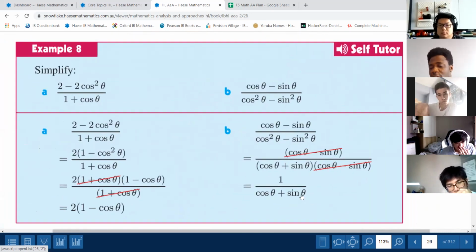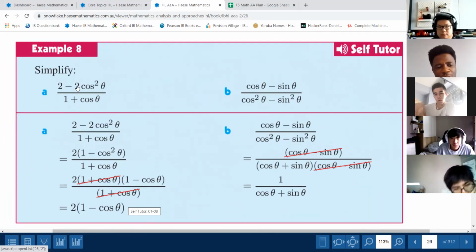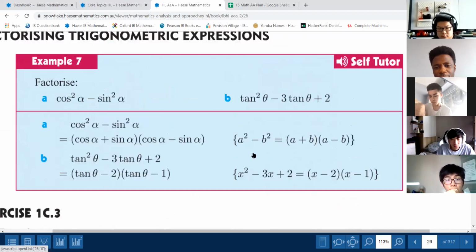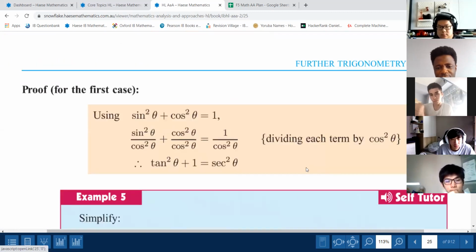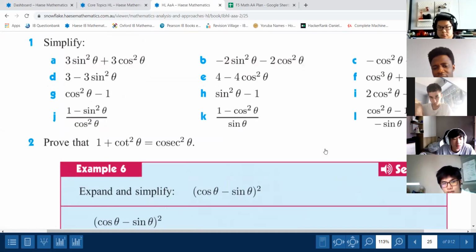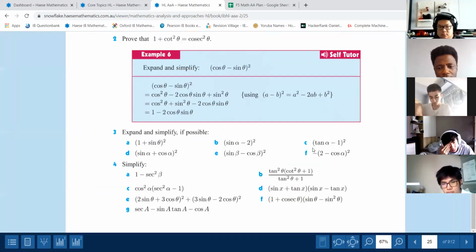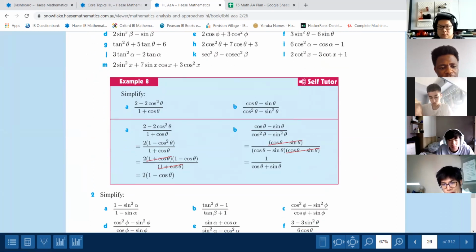So another way of setting this question is to say, prove that this is equal to this. You will get that proof a lot. So what you have to do is say, oh, left-hand side is equal to this. Then you continue to simplify your left-hand side until you get to your right-hand side using the necessary identity and putting the reason in the bracket like this. Understand? Maybe I'll show you one, then we call it a day. So this is the factorized one.